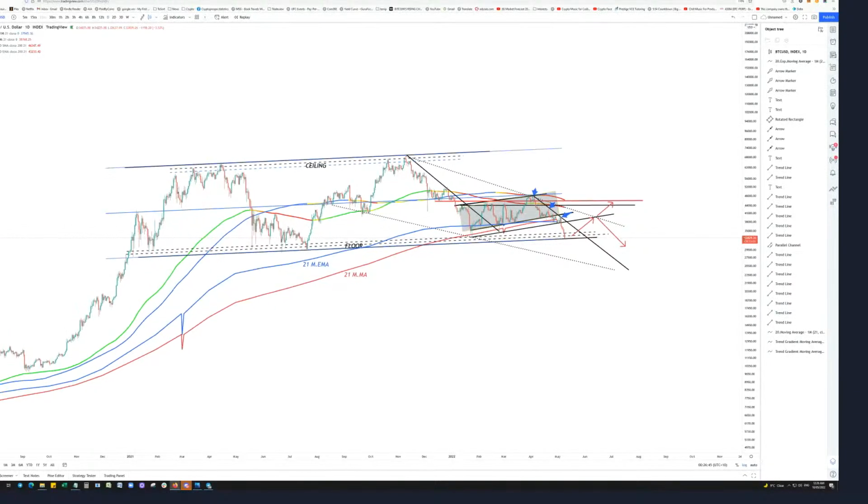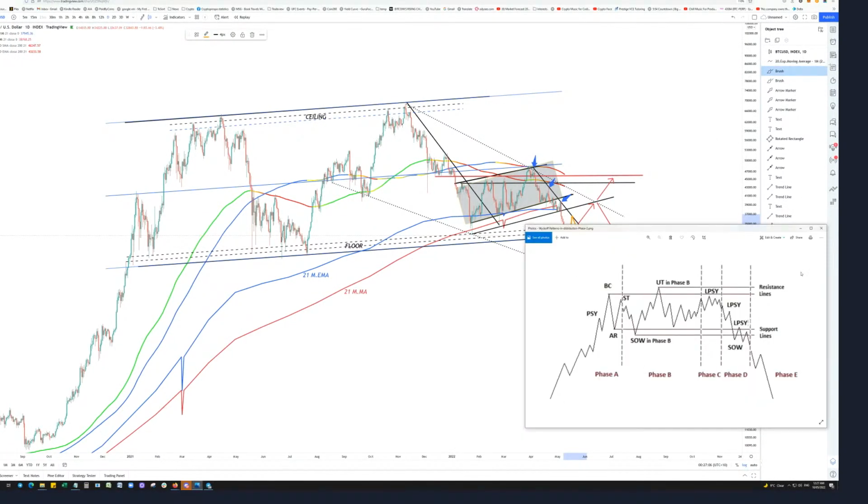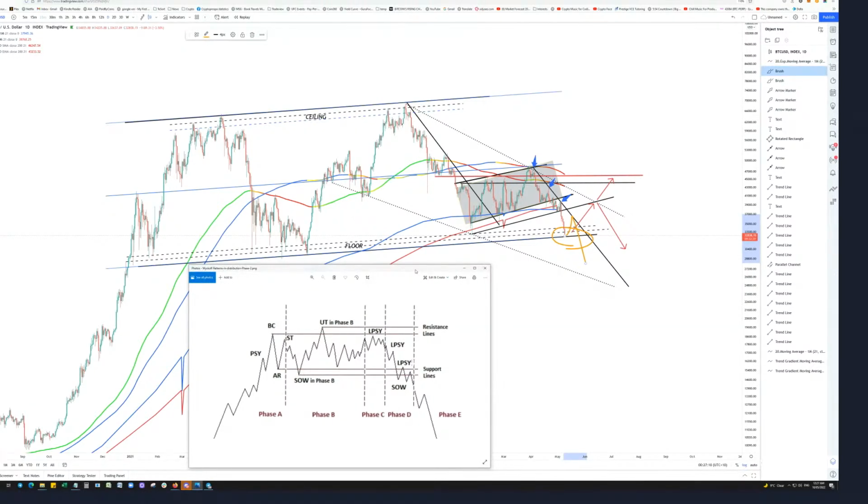As you can see, I've created this macro channel, and we are looking for another reaction, potentially to this level and then further down. So that is aligned with this chart. This is the Wyckoff accumulation or distribution. It's one of many.